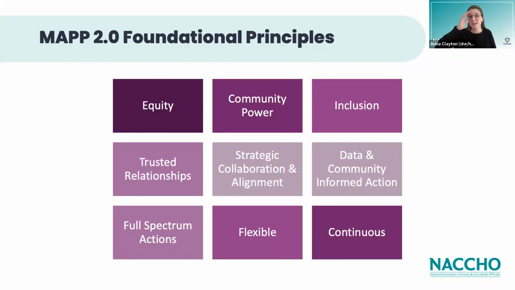Just to highlight some examples, MAPP 2.0 outlines an inclusive process that all in the community are invited to join and lead. It's a flexible process that can be adapted to a community's resources and needs and past experience with community health improvement, and helps communities implement full spectrum actions that target root causes, social determinants, and health outcomes. In developing MAPP 2.0, we really did aim to ensure that all revisions aligned with these principles.